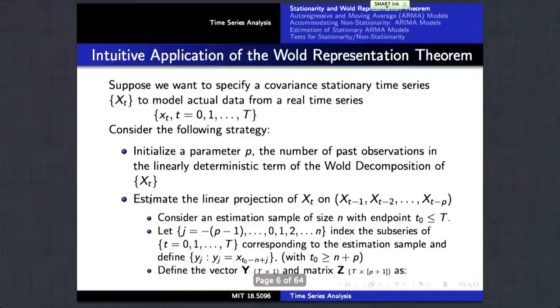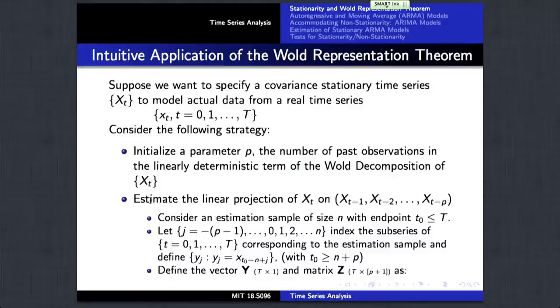Now, before getting into the definition of autoregressive moving average models, I just want to give you an intuitive understanding of what's going on with the Wold decomposition. And this, I think, will help motivate why the Wold decomposition should exist from a mathematical standpoint. So consider just some univariate stochastic process, some time series xt that we want to model.